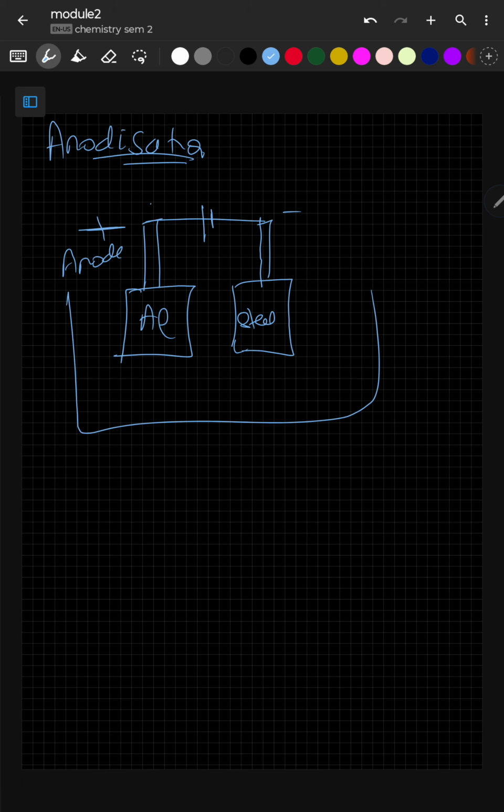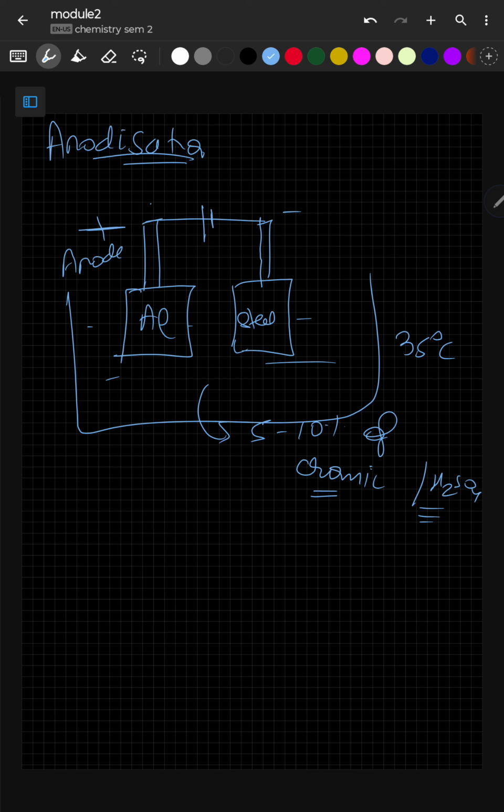This is an electrolytic bath where the metal is dipped. It is going to contain 5 to 10% of chromic acid mixed with H2SO4. Chromic acid acts as a good oxidizing agent in the presence of H2SO4. The temperature is 35 degrees Celsius and 40 volts. Let me just repeat. Anodization means the anode is going to become positive, the cathode negative. The anode is the metal itself and the cathode is an inactive metal like stainless steel, dipped in an electrolytic bath of 5 to 10% chromic acid with H2SO4. At 35 degrees Celsius and 40 volts, the following reaction will take place.